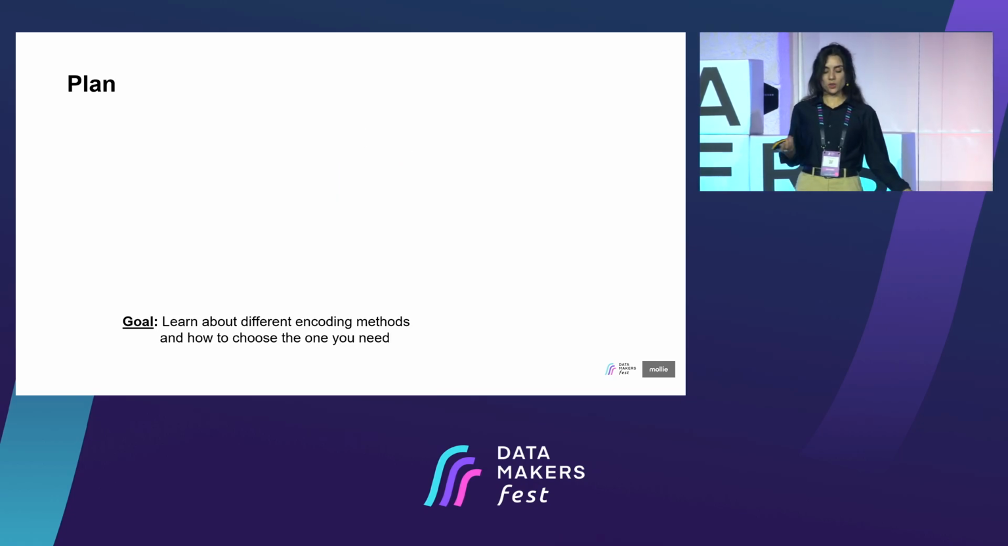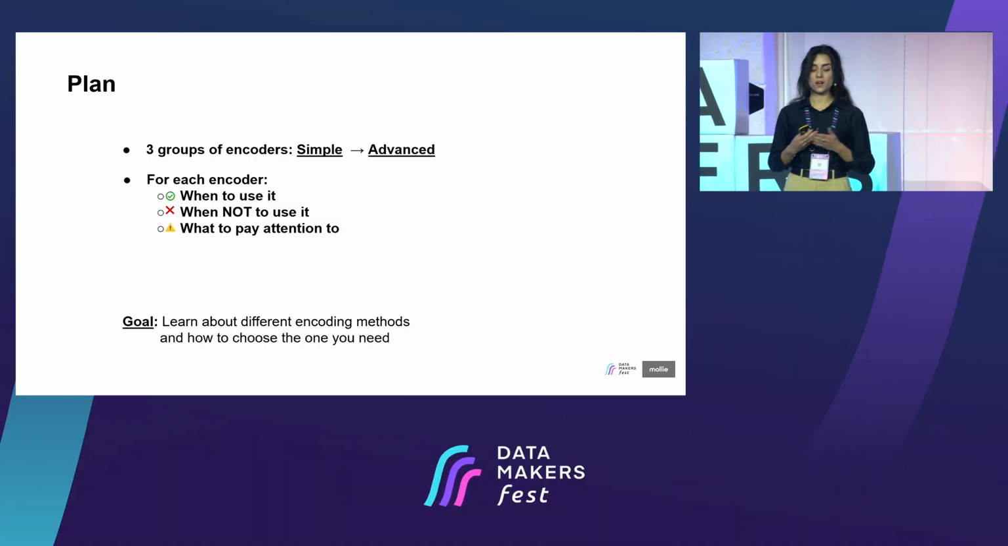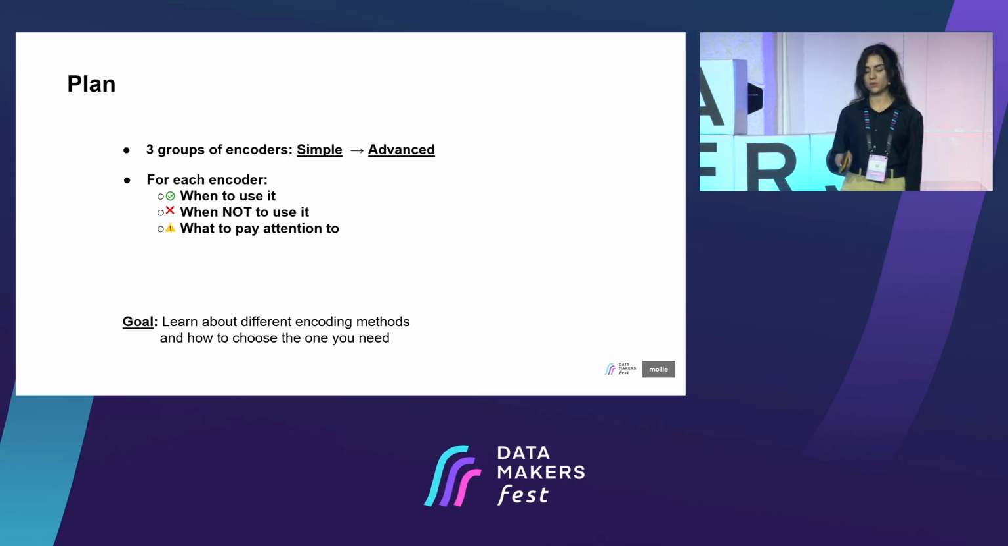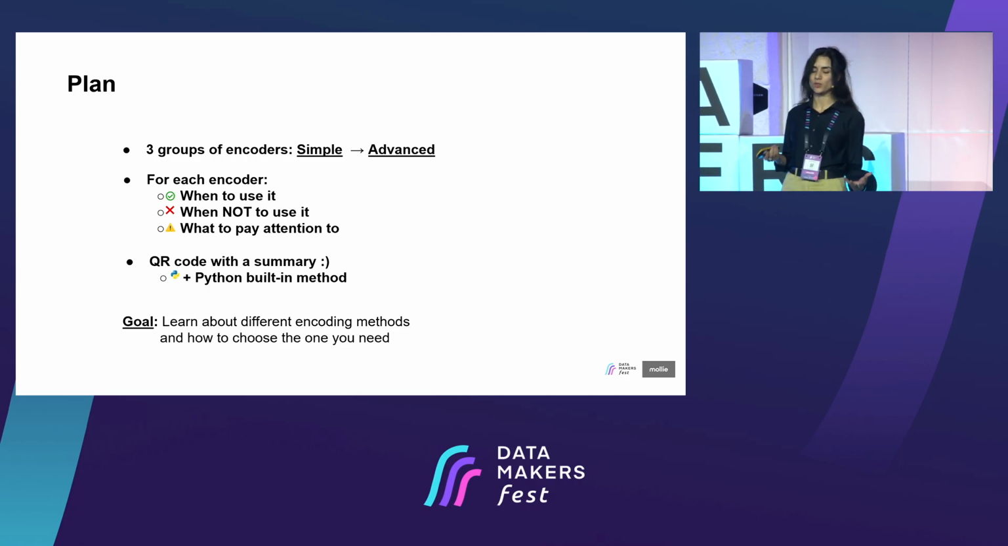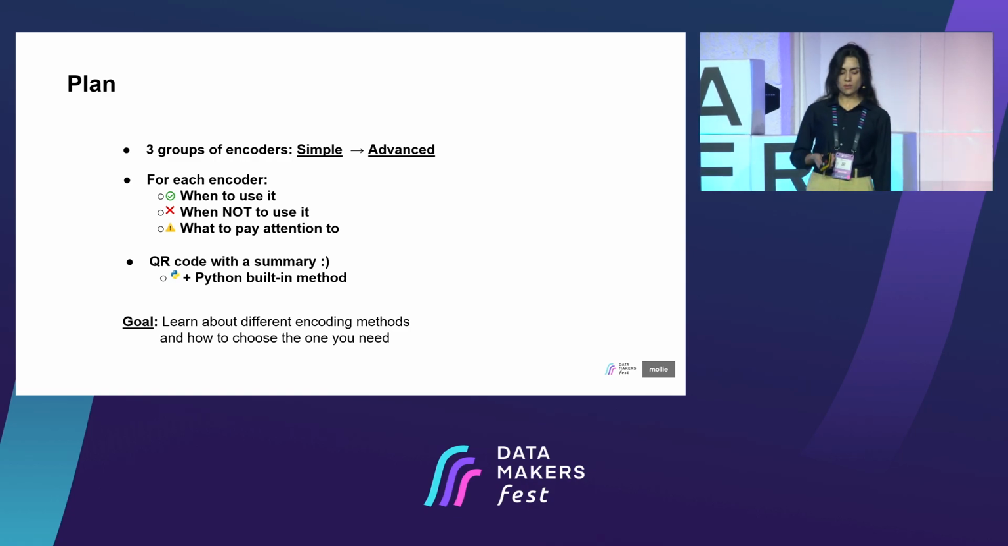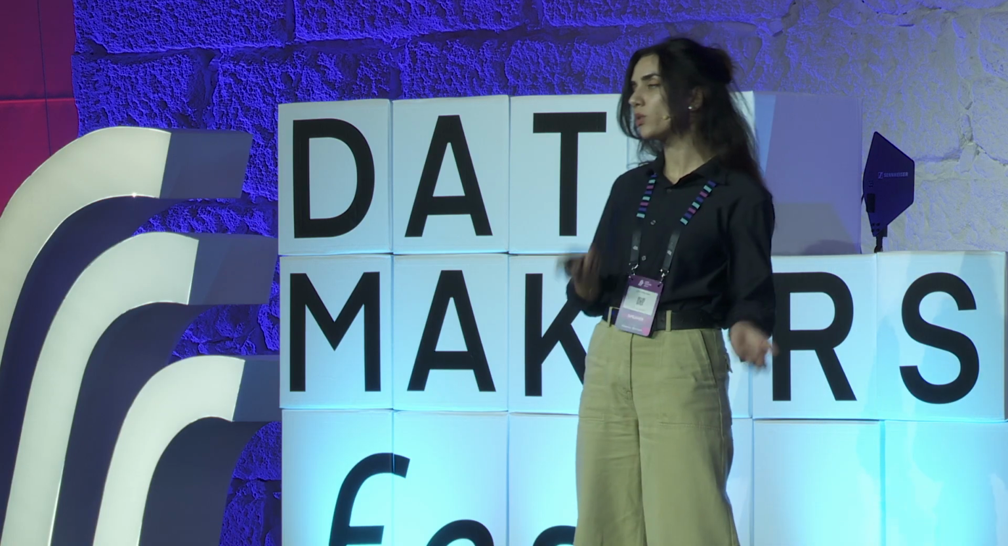So the plan for today: the goal is we want to learn about different encoding methods and how to choose the right one that you need. I'm going to go through a couple of stages, starting from simple ones to advanced. For each of them, I will say when to use it, when not to use it, and things that are important to pay attention to. You will also see these little icons to notify what I'm talking about. And in the end, heads up, there will be a QR code with a summary of everything I'm going to say. So that's something you can take home with you and hopefully use in your work. I'm also going to say all the Python libraries that you can use for these encoders. Everything I'm going to show today can be found in at least one of these Python libraries.